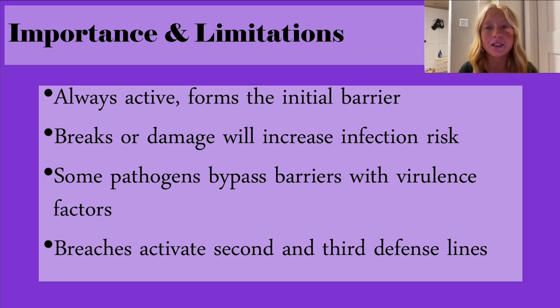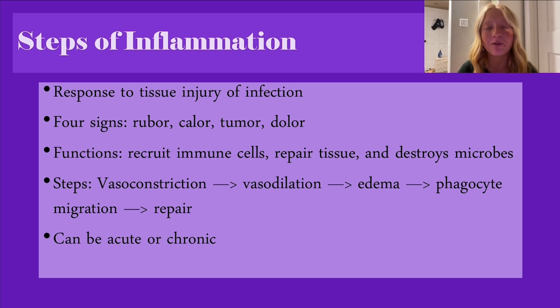So the first line of defense provides protection all the time, but it's not perfect. Damage can happen to the skin or mucous membranes from burns or injuries or blockages, and this can make the body more vulnerable to infection. And many pathogens possess virulence factors that help penetrate or evade these barriers. So when that happens, the body will shift into deeper defenses like inflammation or adaptive immunity. So the first line of defense is essential, but it works best with the other defenses.